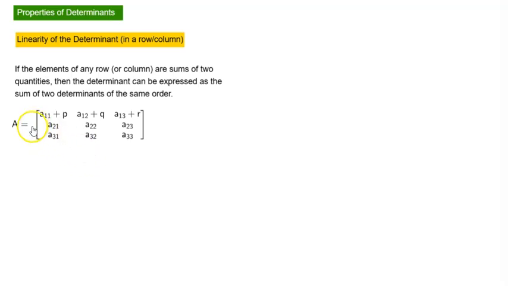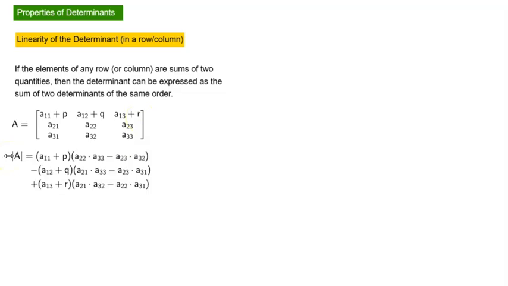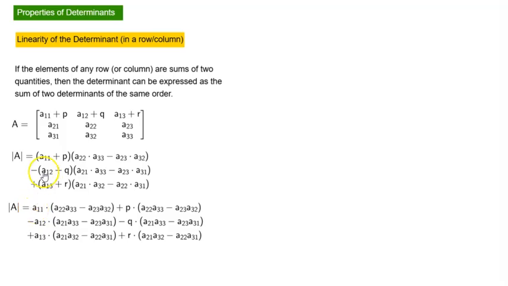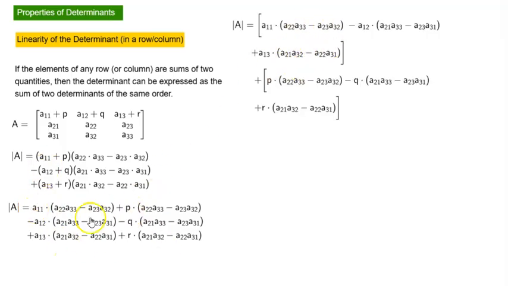So, suppose this is the given matrix where one of the rows is a sum of two quantities. We have A11 plus P, A12 plus Q, A13 plus R. Let's evaluate the determinant. Open up the bracket. After opening the bracket, if we group the terms, how have I grouped it? I have taken P, Q, R separately and A11, A12, A13 separately. The determinant is the sum of these two.